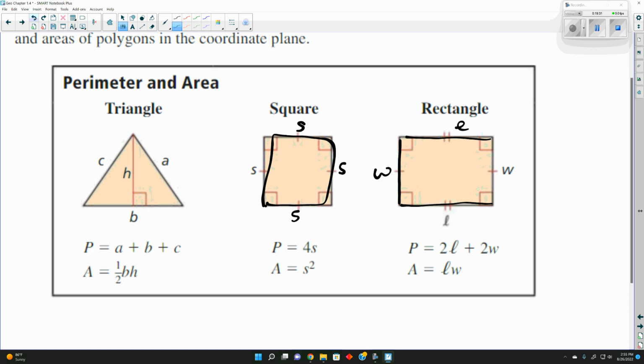The area formula for a rectangle is length times width. The area formula for a square is really length times width, but the length and width are the same. So we can say side times side, which is side squared. And the area formula for a triangle is 1/2 the base times the height. Any questions on this here? When we start looking at them, it'll make more sense.